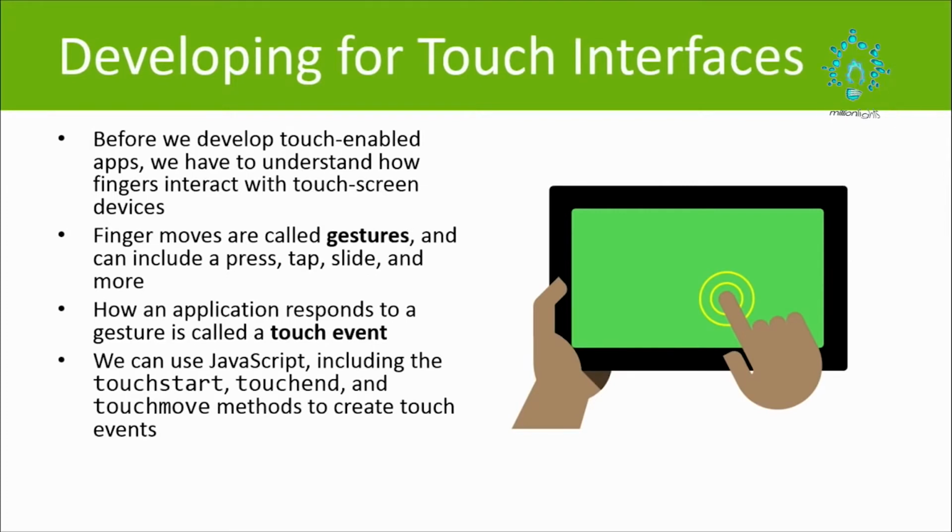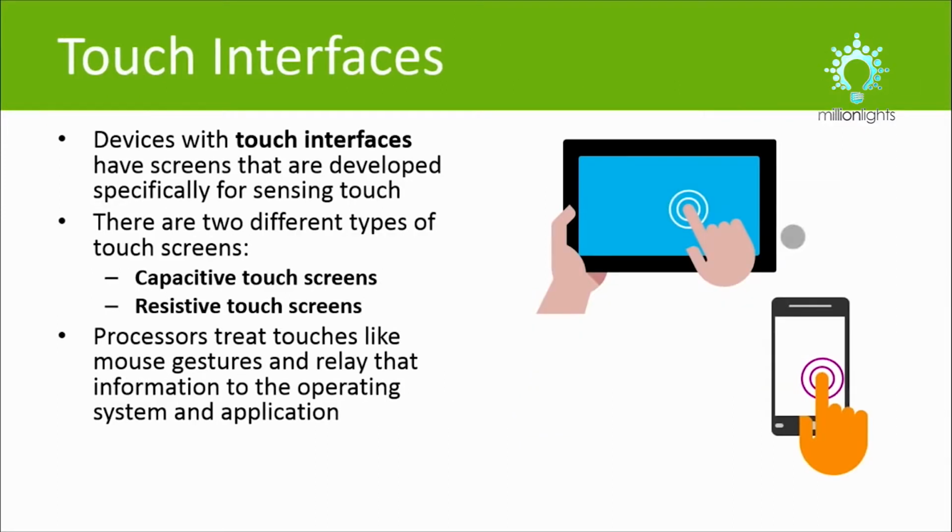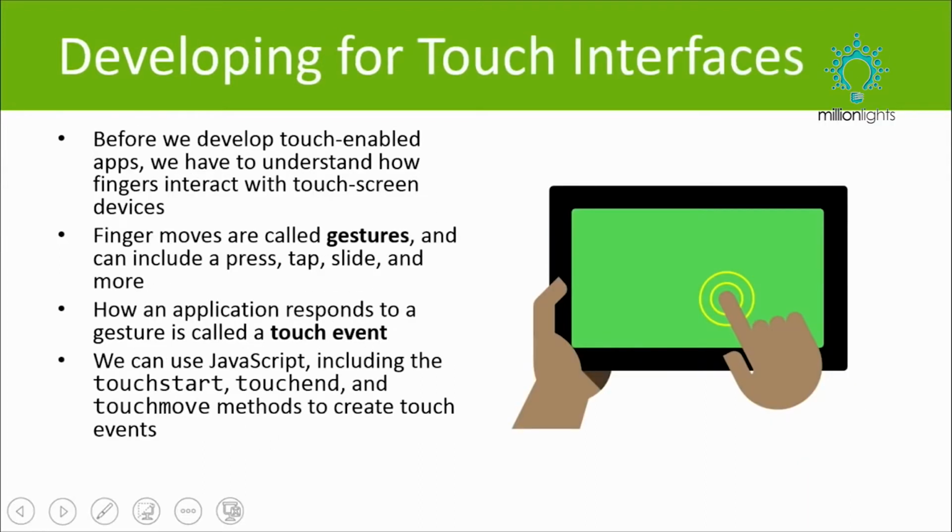All right, so finger moves are called gestures. So if I take this finger and I move it, oh, whoops, my apologies, guys. Let me bring on my marker. If I take this finger and I swipe to the right, that's a gesture, right? But gestures can also include presses, taps, and slides, all sorts of things, okay? How an application responds to a touch or a tap is called a touch event. And we can use JavaScript, including 3 different methods: touch start, touch end, and touch move, to create these touch events.